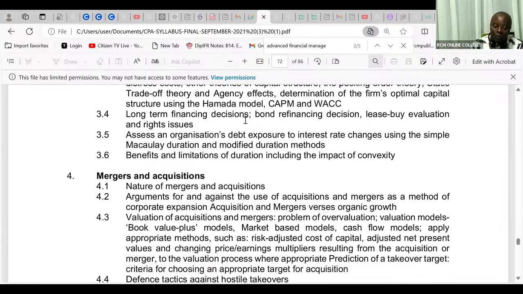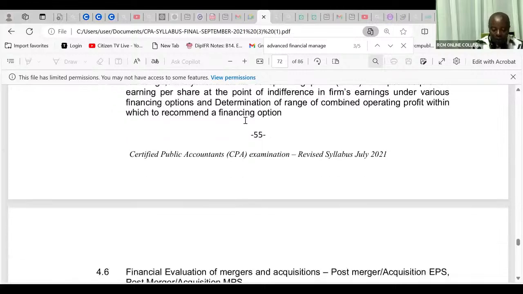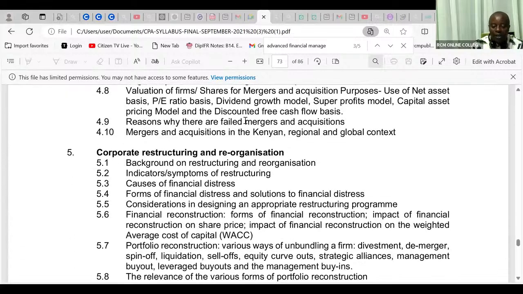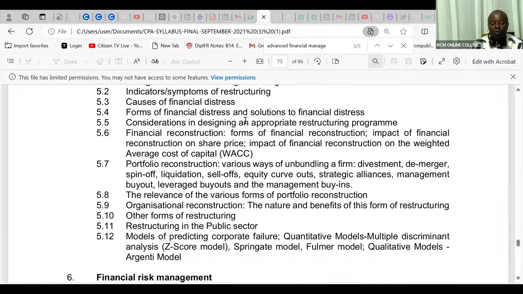We have mergers and acquisitions, where we explain what they mean and look at how to value them. Very, very important. Then corporate restructuring and reorganization: background on restructuring and reorganization, indicators, cost of financial distress, etc. Like how do you raise money through sell-offs, spin-offs, etc.